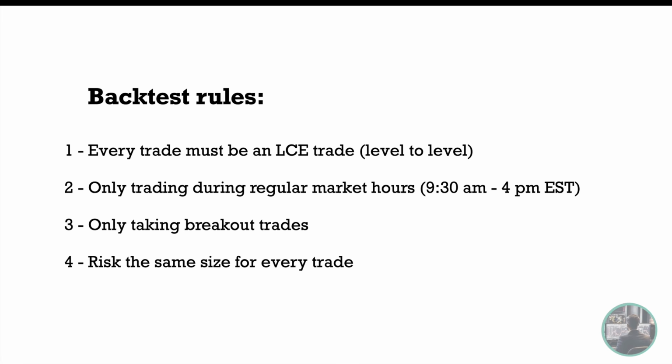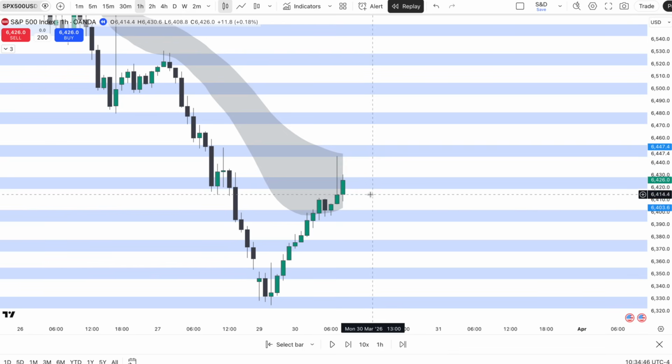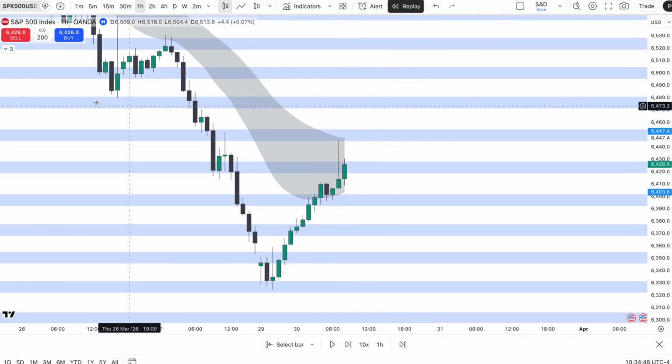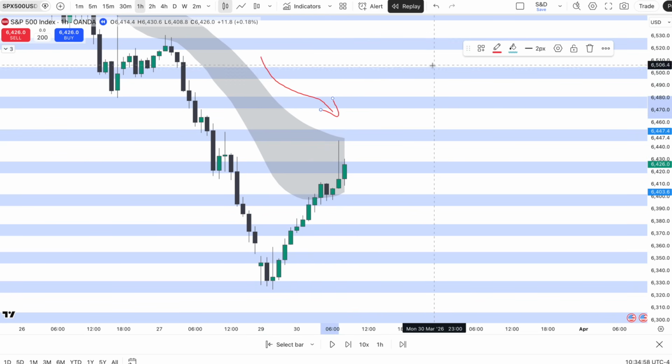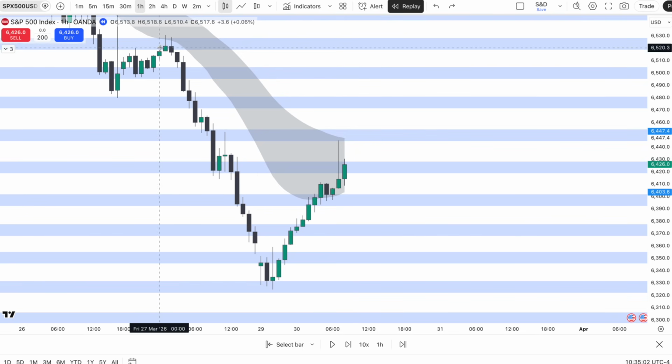Now let's get into it, starting with Monday. Now this is the 1 hour time frame right before the open. And the first thing we want to do here is establish our higher time frame bias. So the cloud is clearly bearish. The price has recently been in a downtrend, and the price rejected the cloud multiple times to move lower. Based solely on the cloud, our bias is bearish.